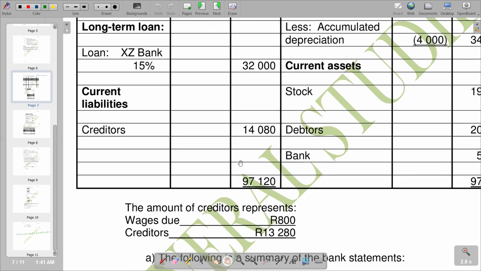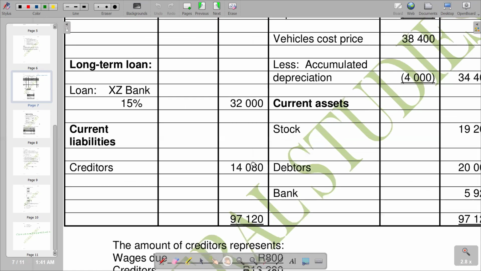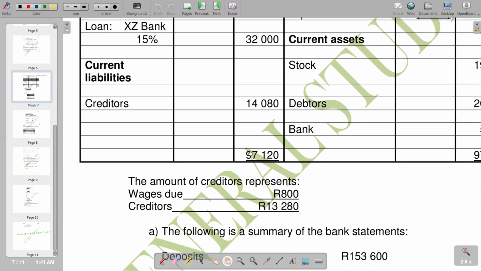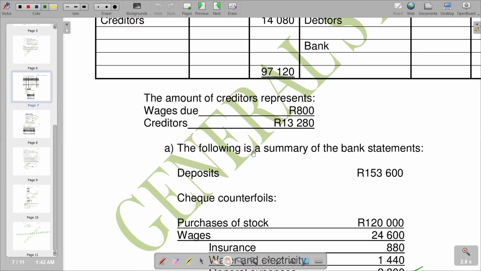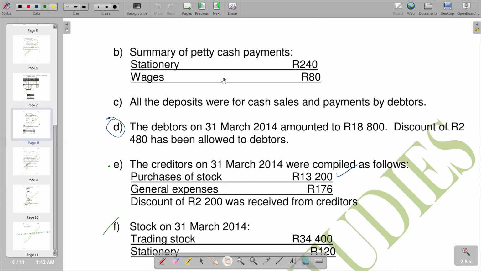So if you come here, you see that we do not have any indication of stationery that we had at the beginning of the period. So we can check additional information. You see that the stationery at the end, we've got 240.